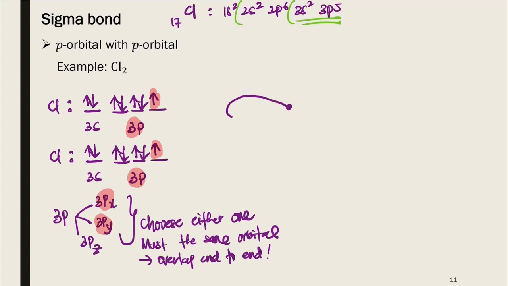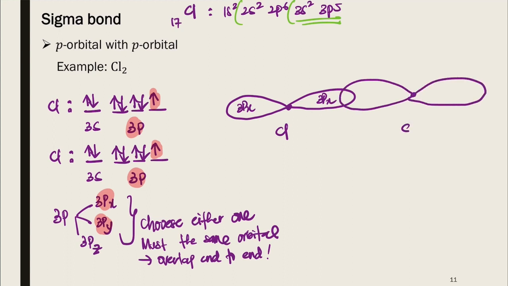So this is how you draw the overlapping orbital between p and p orbital. Draw the electron pair at the overlapping orbital and label it as a sigma bond.